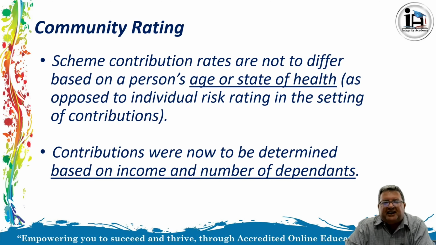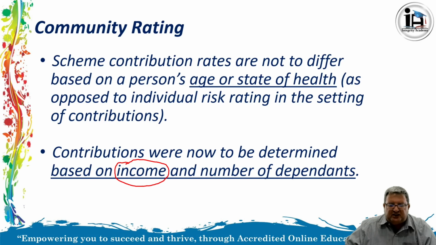When you look at community rating, the scheme contribution rates are not to differ based on a person's age or state of health, as opposed to individual risk rating in the setting of contributions. Contributions were now to be determined based on income and number of dependents. So that is what they use to determine your contribution. It must be on your income, how much money you get, and the number of dependents. Do you have one dependent, two dependents, three dependents, four dependents, etc.?